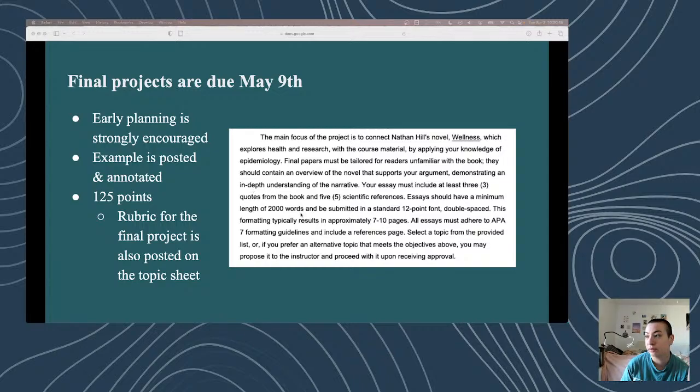I can't pass you if you don't do the writing. 2,000 words. And that's not including your reference page or your title page. That's the body of the paper. It has to be 2,000 words. My example is barely 2,000 words. I will tell you that.